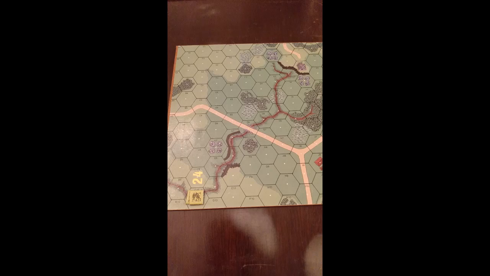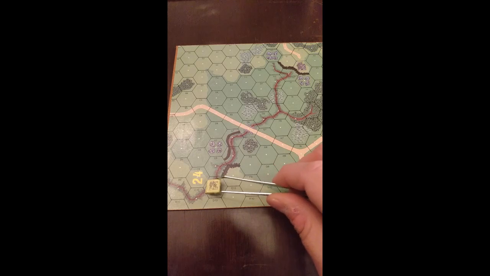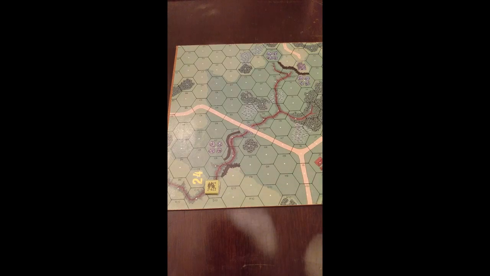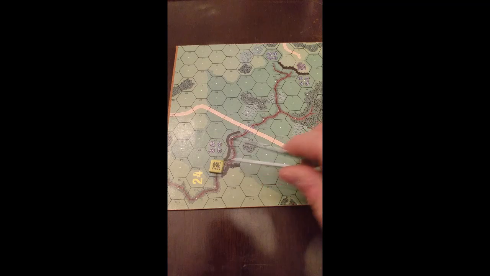Now, if we want to then move into D9 while staying in the gully, that's going to cost us a total of 2 movement factors. So staying in the gully also costs 2 movement factors. And then we're going to descend into the valley into hex D8, again remaining in the gully. And that's going to be another 2 movement factors.